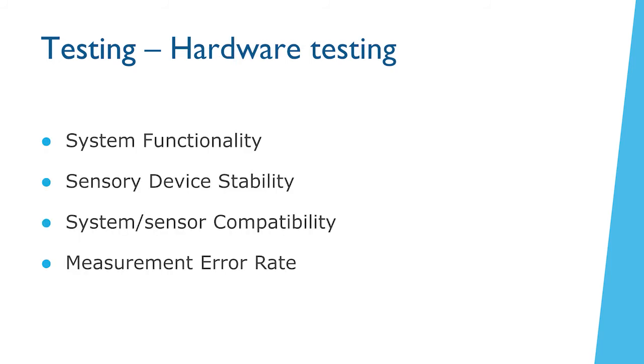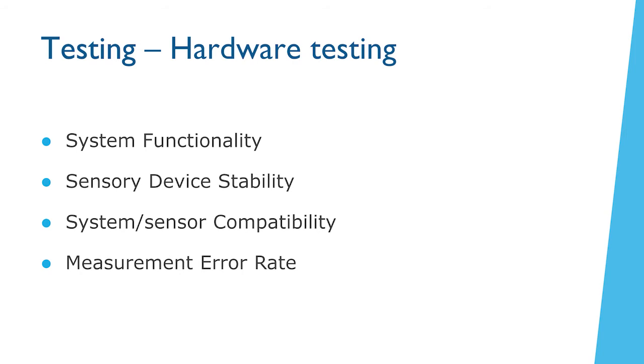Hardware testing evaluates system functionality, sensory device stability, system and sensor compatibility, and measurement error rate. For system functionality, if the user frequently moves their fingers or wrongly uses the sensor, data collection fails or returns inaccurate results. For sensory device stability, the first thing is that particular factors such as weather and skin sweat may produce wrong results. The second issue is that users may lose their patience since data collection requires a 10-second finger touch to collect multiple sensory data.